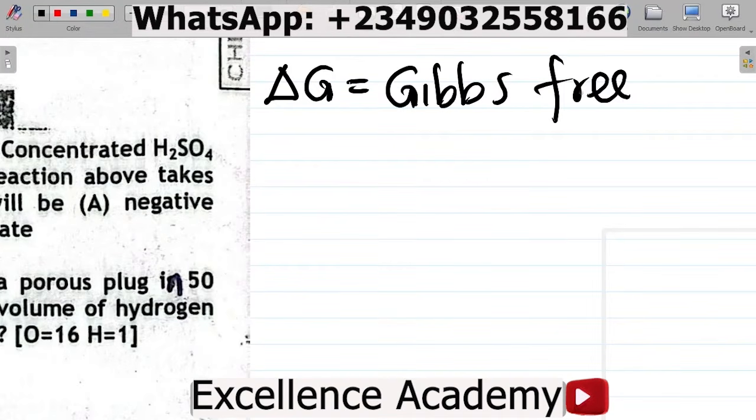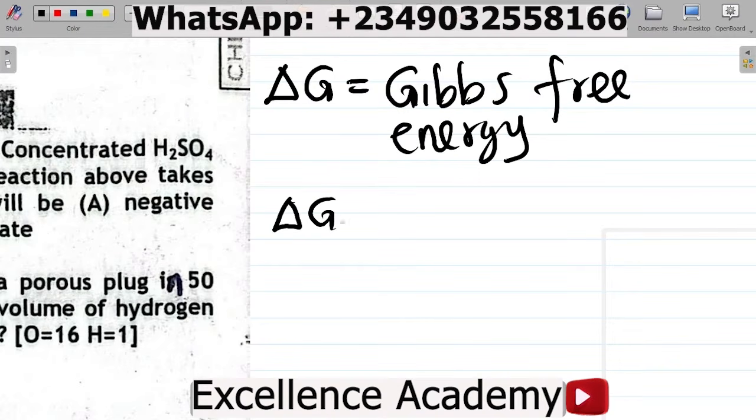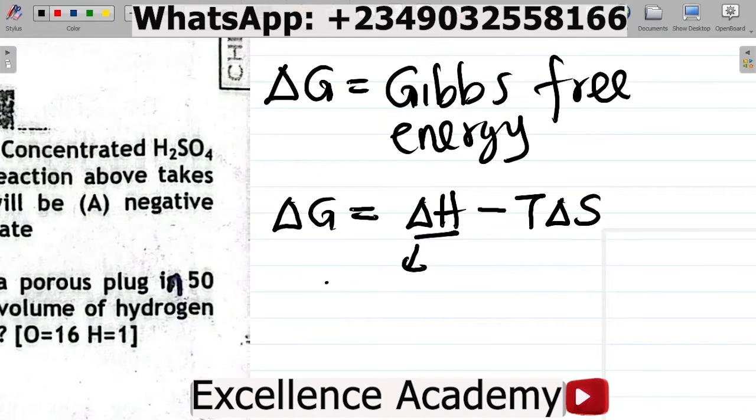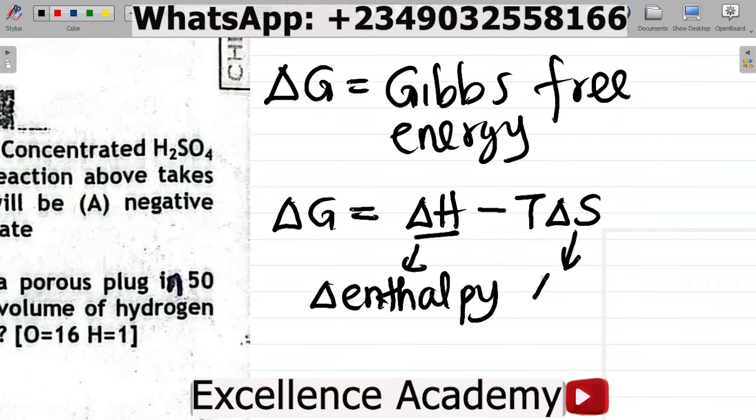Gibbs free energy. And the formula for this is that change in G is equal to change in H minus T change in S. Where change in H here is simply change in enthalpy. Change in S, this one here, is simply change in entropy. So change in H is enthalpy, S is entropy.